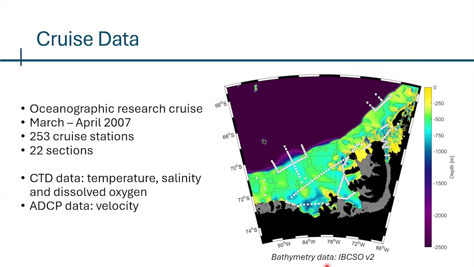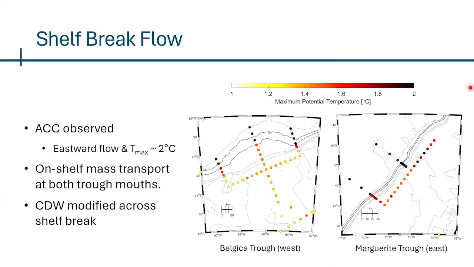So I'm going to start off by talking about the shelf break. Just to point out on the map, we've got Belgica Trough in the west over here and Marguerite Trough in the east over here. I've got some figures here showing, from each of those troughs, the maximum potential temperature in the water column. At both troughs, we clearly see the ACC flowing along the continental slope, which is critical in that it brings really warm, unmodified circumpolar deep water into close proximity to the shelf break.